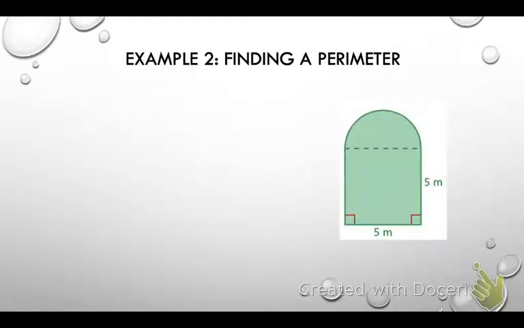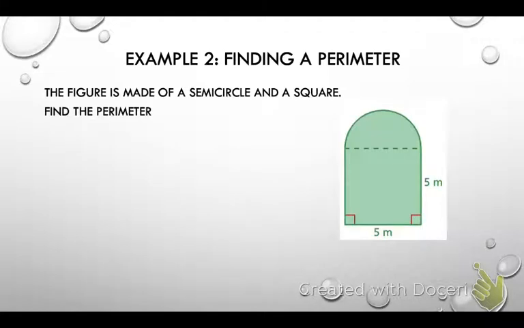Okay, so now I have other odd-shaped objects. I want to find the perimeter of my square and my semicircle. Again, you're writing this down in your notebook. I also need you to draw the picture so that you have that as a reference. So pause the video if you need to.